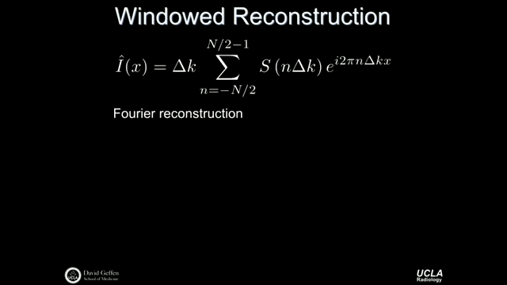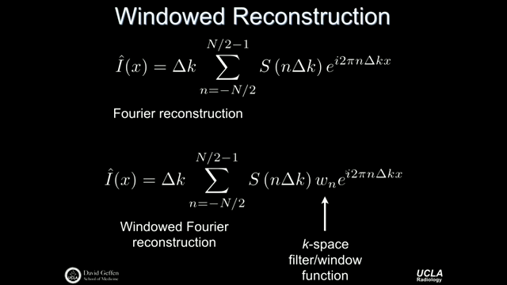One option is so-called windowed reconstruction. The reconstruction framework that I've shown you so far was just adding up the weights that we measured, multiplied by the spatial frequency encoding term, adding them all up, and we recover the image itself. But we can do one small thing to change all of that. This was our Fourier reconstruction equation from maybe half an hour ago. We can introduce the idea of windowed reconstruction just by adding in this windowing function here.